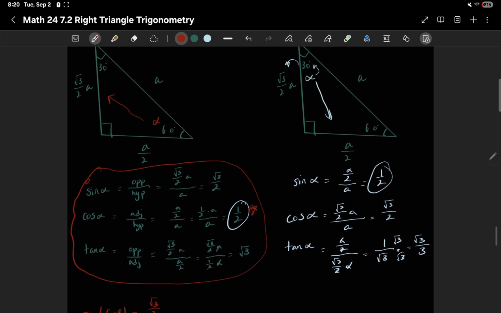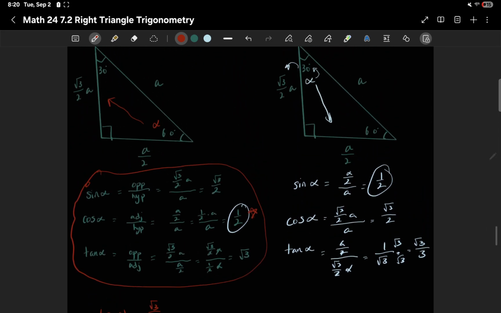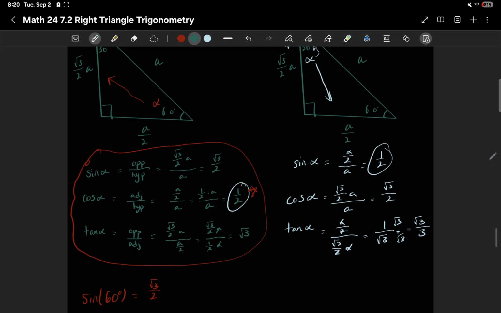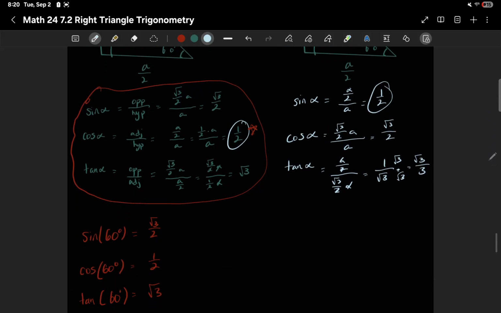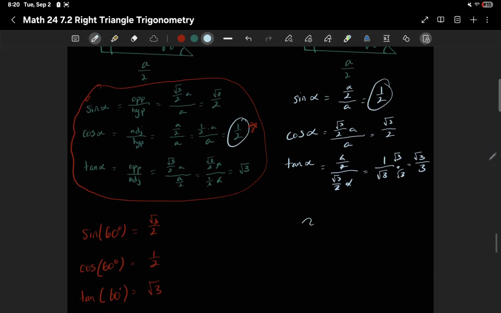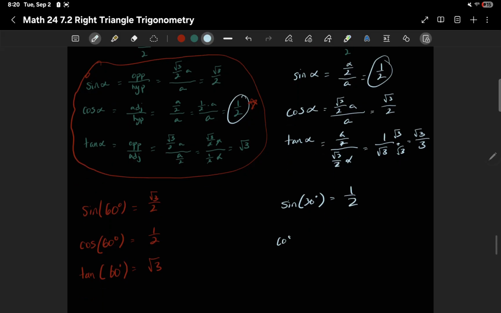And from the second triangle we did, where we made alpha the 30-degree angle, we have sine of alpha equal to 1/2. But remember, alpha was 30 degrees here. So sine of 30 degrees is equal to 1/2. Cosine of 30 degrees is equal to root 3 over 2. And finally, tangent of 30 degrees is equal to root 3 over 3.